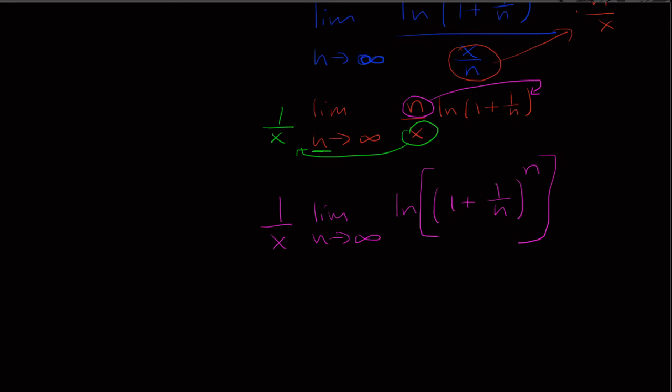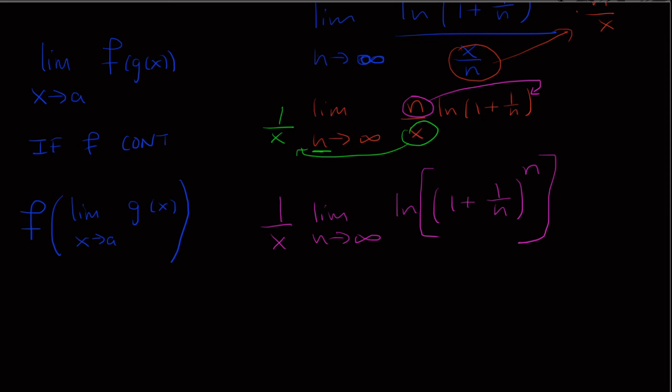Okay, the next property that we need for logs is whenever we have the limit as x approaches some point a of a composition of two functions, let's say f of g of x. If f is continuous, we can pull out f. So we can say f of the limit as x approaches a of g of x. So we can pull out the f and compose it with the limit of g of x.